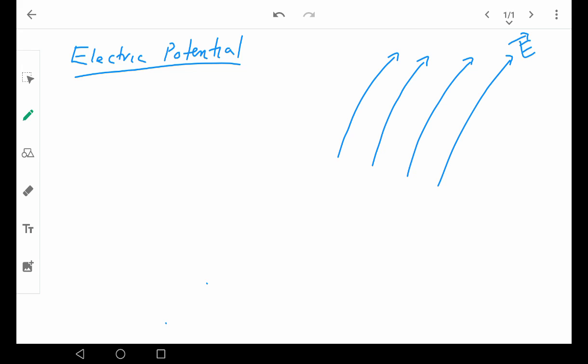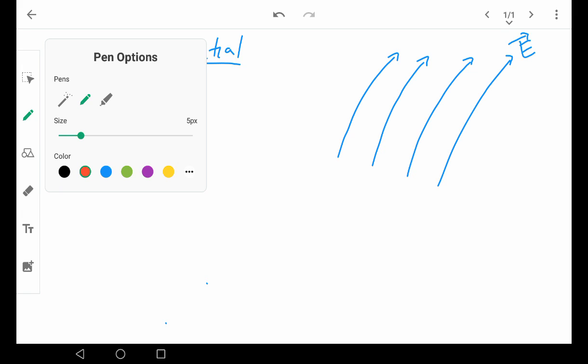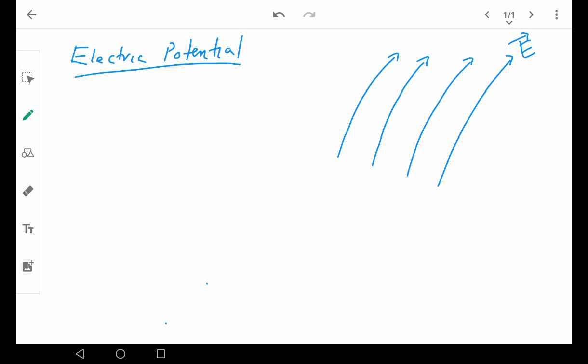For example, suppose I have a charge Q here at this point. This charge is at the point A. And I want to move this charge from point A to another point B. I want to move the charge Q from point A to point B.